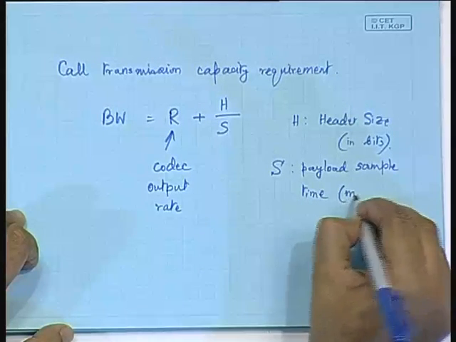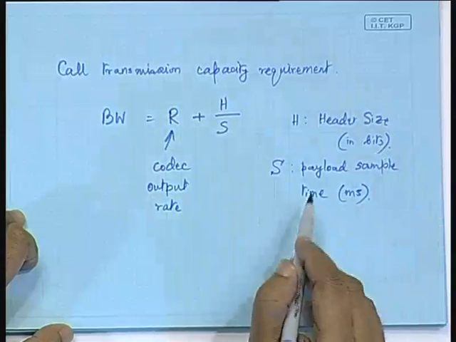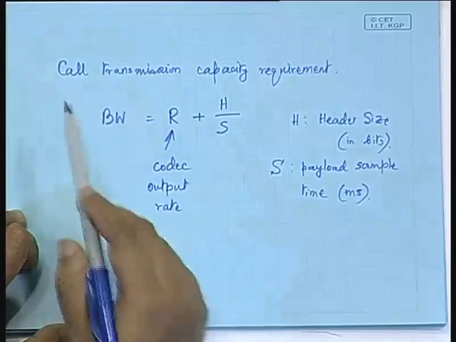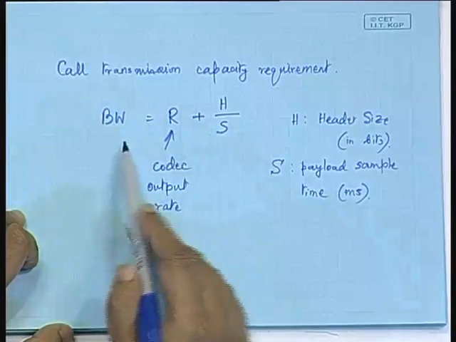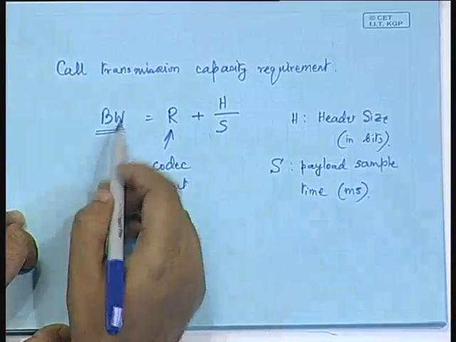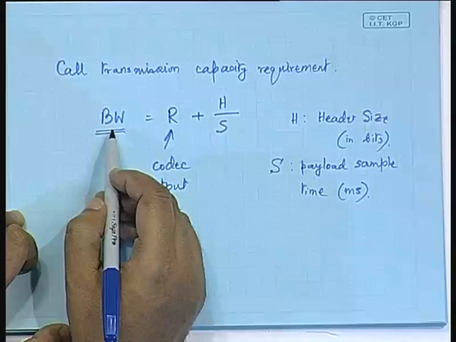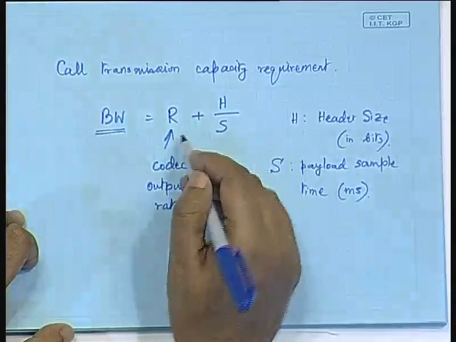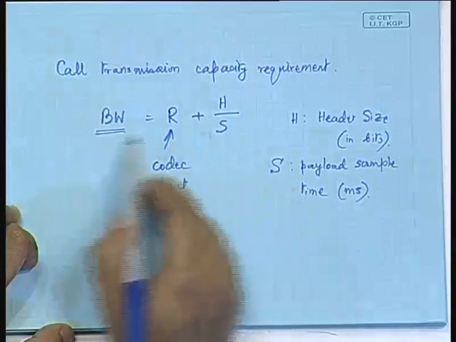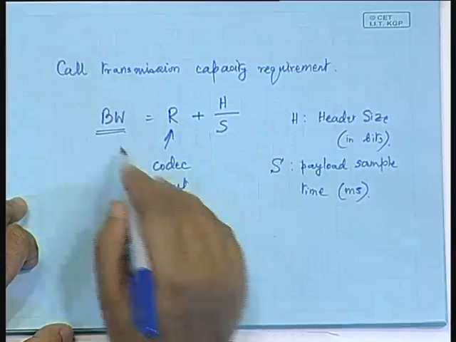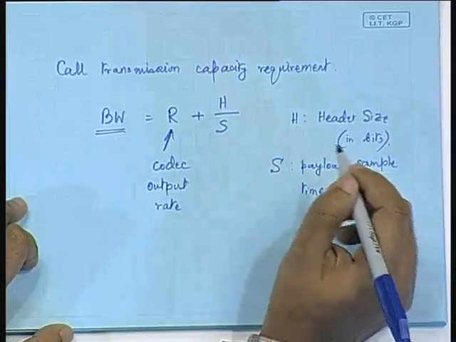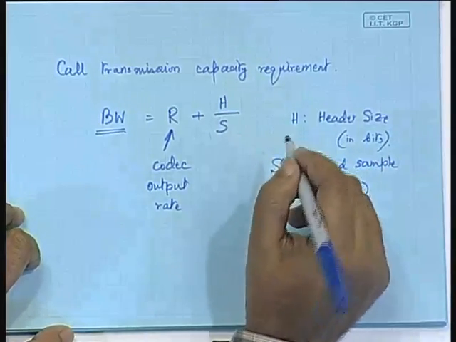If we measure this in milliseconds, then it is bits per millisecond. So, effectively it is in kilobits per second units. So, if you are expressing the call transmission capacity in kilobits per second, then your codec output rate will also be expressed in kilobits per second. Then this relationship holds. So, R is because of the payload and H by S is because of the header that you are obtaining.